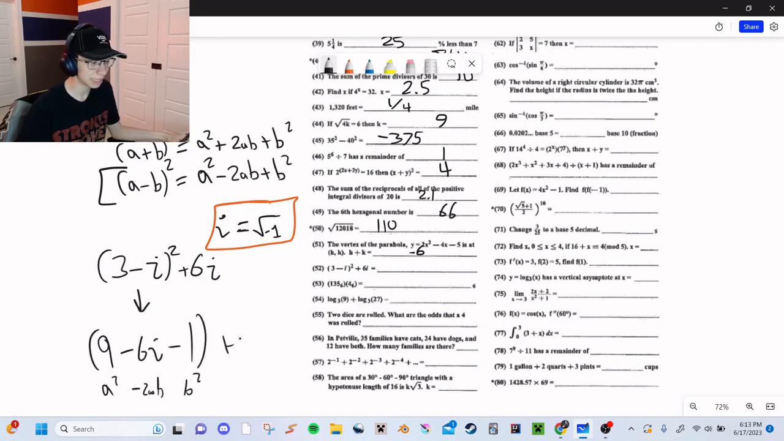So I'm taking this and I'm adding 6i. Well, these terms are going to cancel out, right? This positive 6i and this negative 6i. So I'm just left with 9 minus 1, which is 8. Alright.